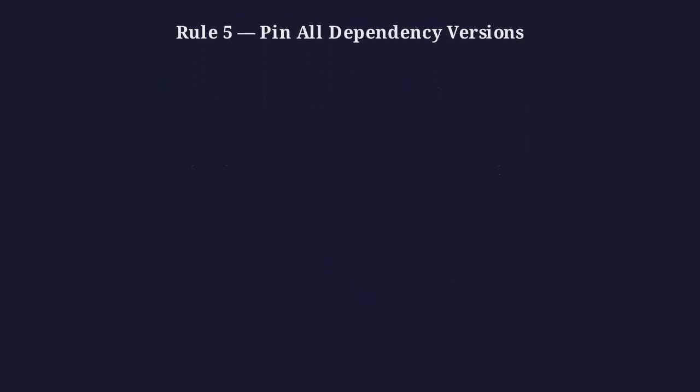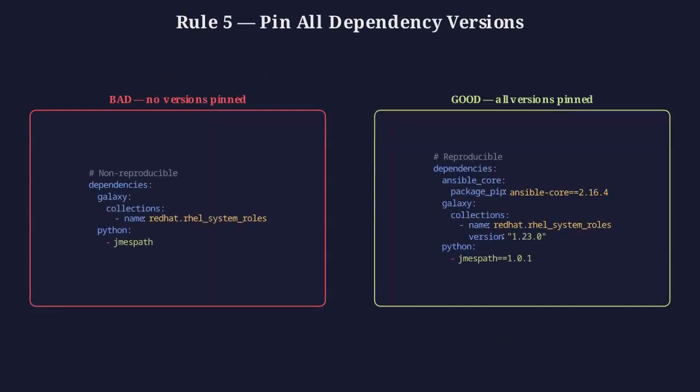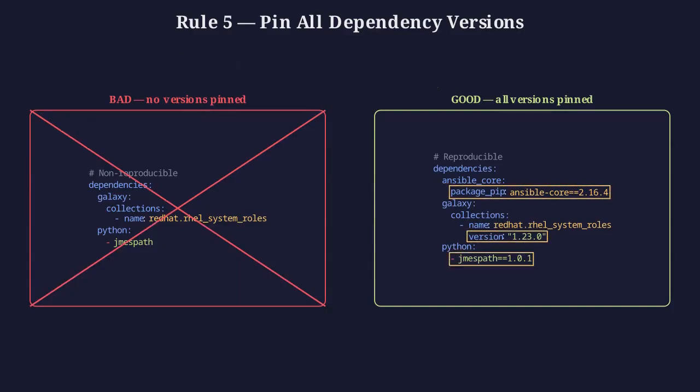Every dependency must have an exact version. Galaxy, PyPI, and system package repositories release new versions continuously. Without explicit pins, 2 builds of the same definition file at different times can produce functionally different images. An additional benefit: when you update a dependency, the change appears as a Git diff. It becomes visible, reviewable, and traceable in the repository history.